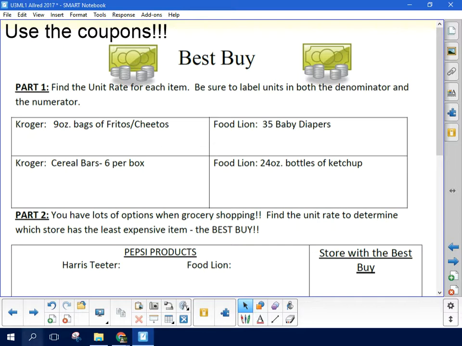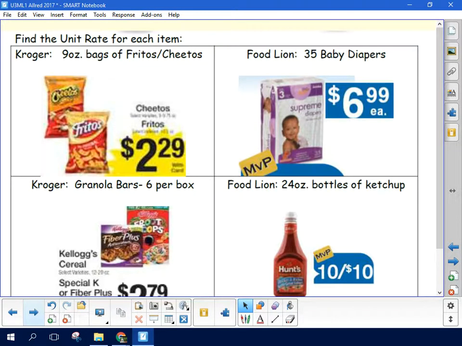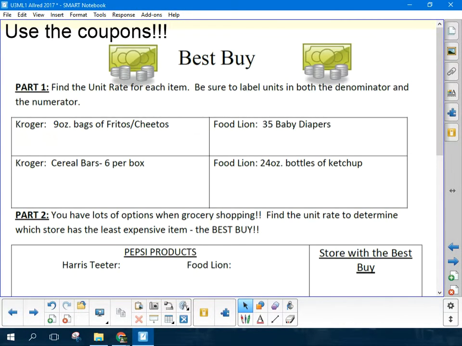What you've got is you've got some coupons there at your next station when you come to class tomorrow. One of your stations will be to look at the back of this mini lesson. You're going to need these coupons. I'm going to start you off with this first one. It's talking about Kroger. And at Kroger, you can buy 9-ounce bags of Fritos or Cheetos for $2.29. So if I wanted to find the unit rate, first I would write it as a rate that says $2.29 per 9 ounces.